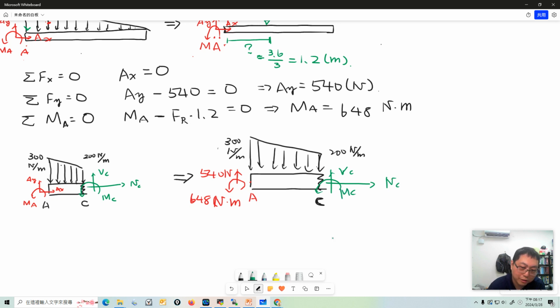You still have to do the simplification of the distributed load again. Okay, so it's very annoying. And now the distributed load has become a trapezoid. Okay, it's not a right triangle anymore, so it has become a trapezoid.